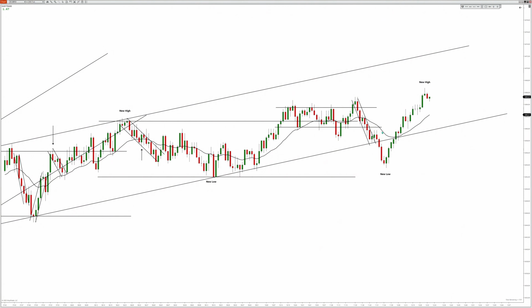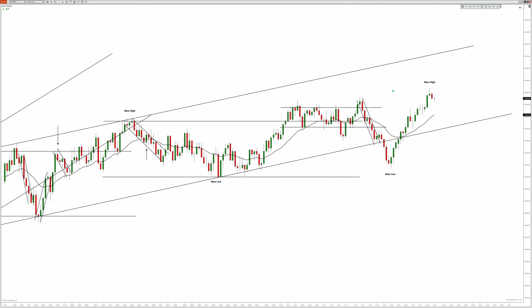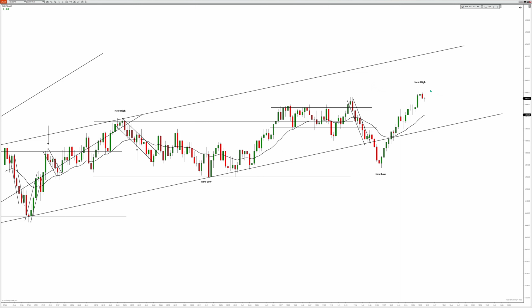After the break of the channel, we expect this uptrend to create a new extreme, which is a new high, higher than the highest high in the channel. It did that. Now, after a new high forms, we expect correction or reversal. So it's going to be a new market structure.